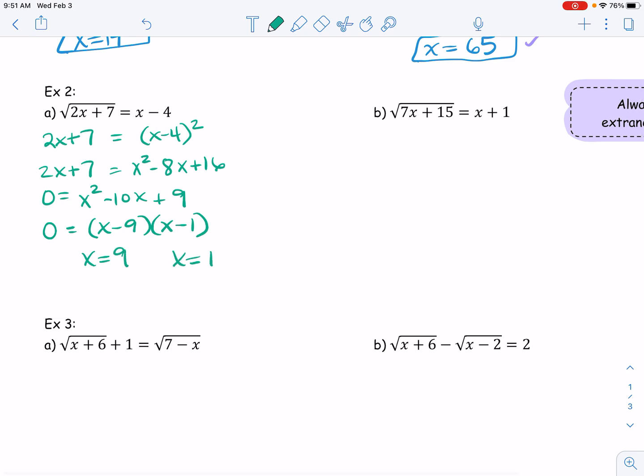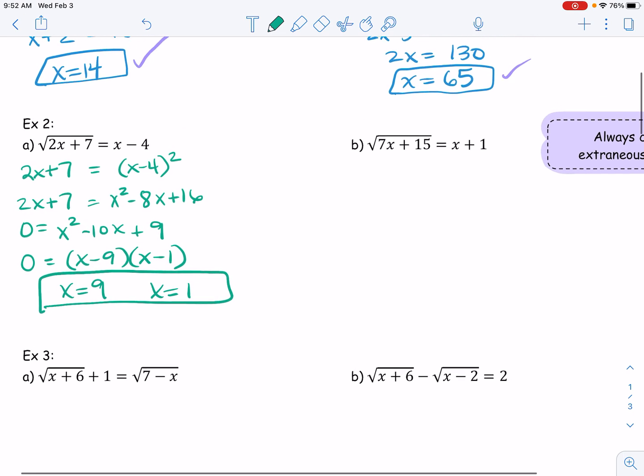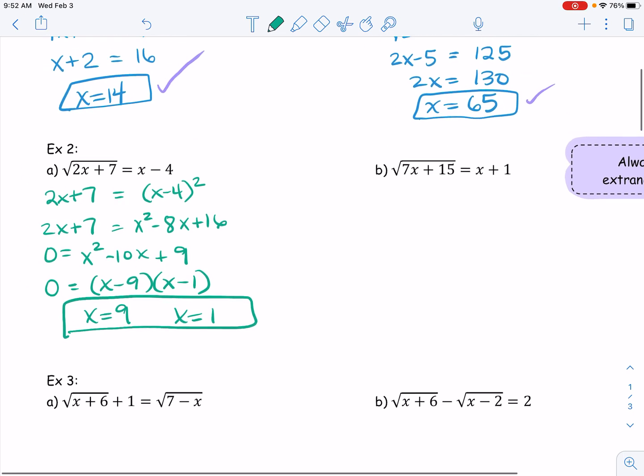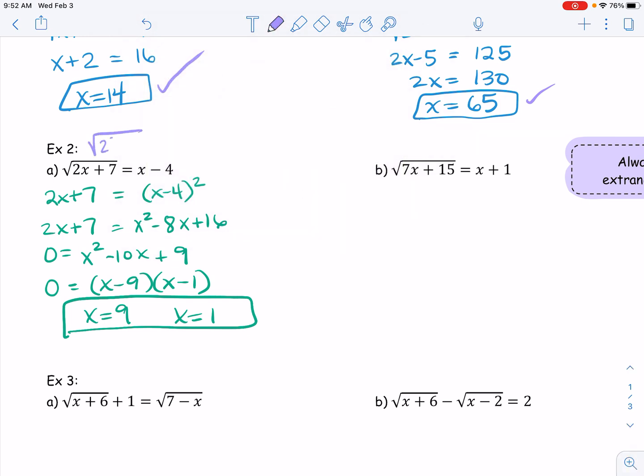So then I want to check, are either one of them, both of them, extraneous? So let's start with the 9. I'd be plugging in square root of 2 times 9 plus 7 equals 9 minus 4. So 2 times 9 is 18, 18 plus 7 would be 25. The square root of 25 is 5. And does that equal 9 minus 4, which is also 5? Yes. So this is a right answer.